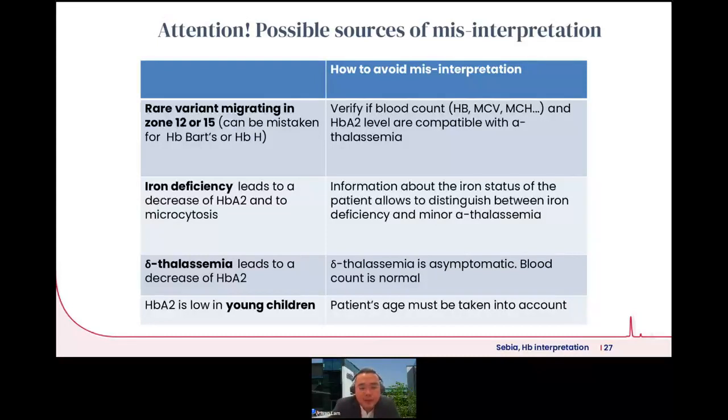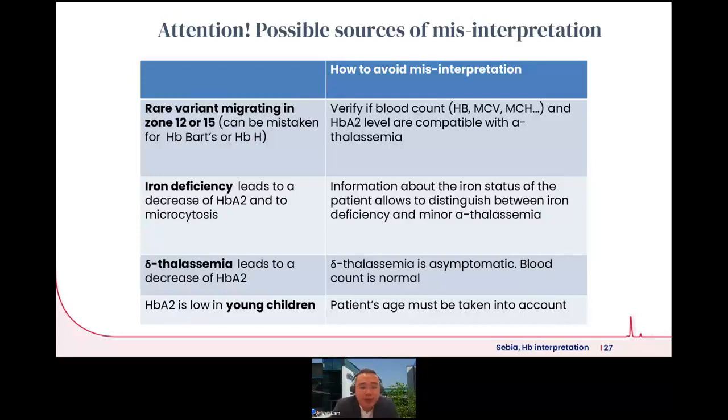So it's important to pay attention to possible sources of misinterpretation. In those zones where you see your hemoglobin Bart's or hemoglobin H, your zone 5 or your zone 15 respectively, it could be possible also that it is a rare variant migrating in those zones. So it's important to verify the blood count and to see if the A2 levels are compatible with alpha thalassemia.